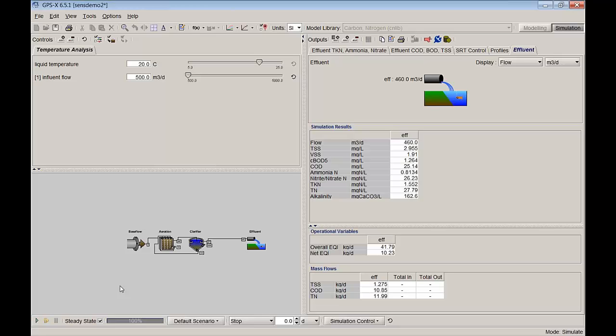So that gives us kind of a feel for what the behavior of the plant is at all of these different loadings, just by running it around. As I mentioned, you could do that manually by just doing that on your own, changing input and recording and so on.